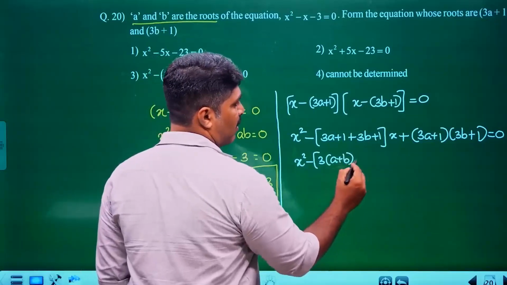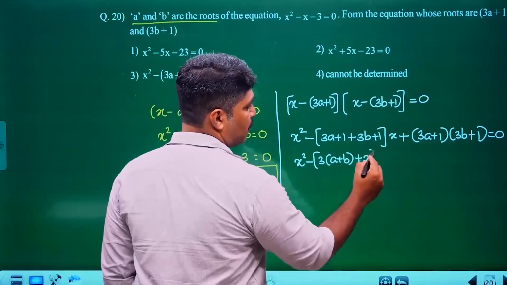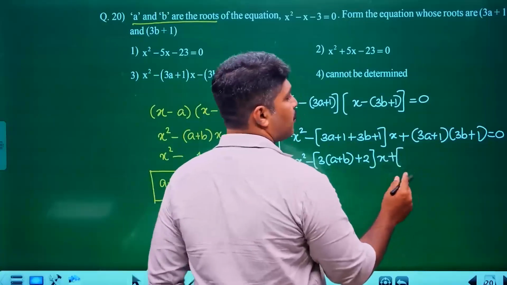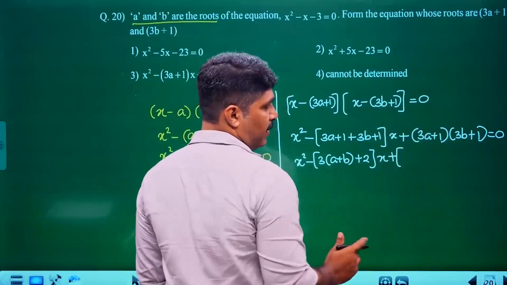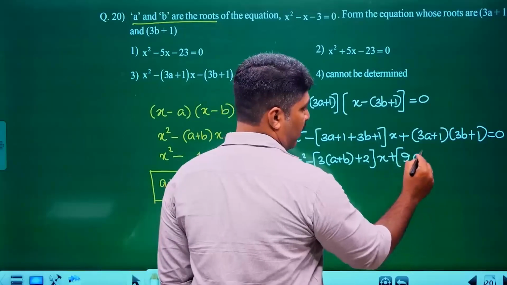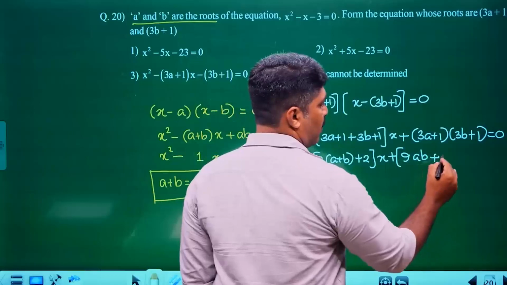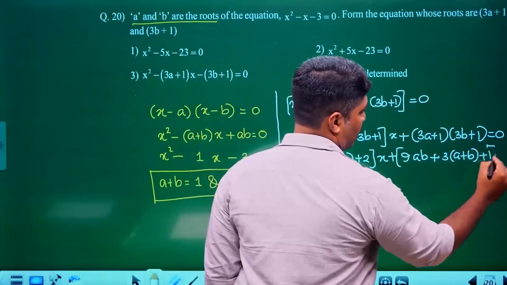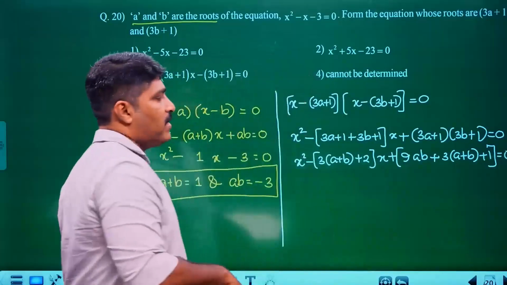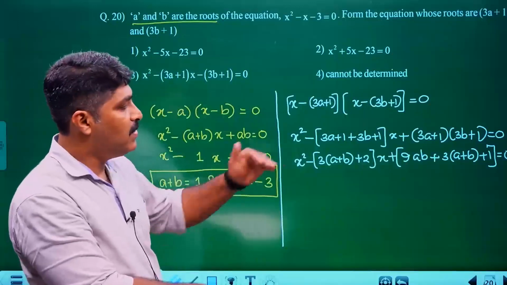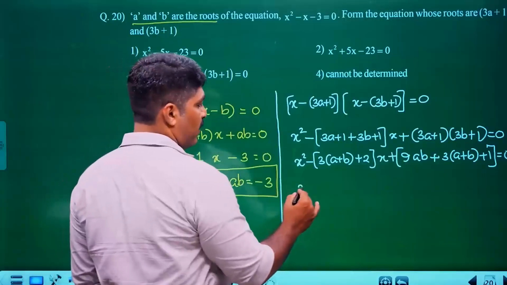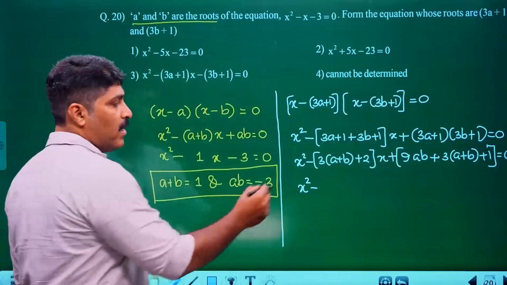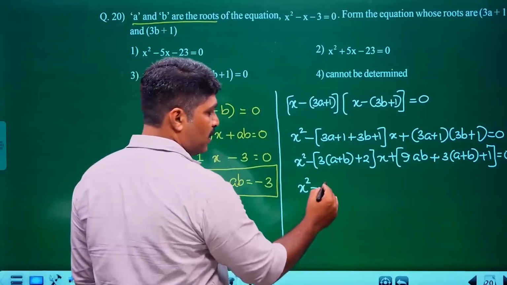While considering its further expansion, this is x squared minus [3 into (a plus b) plus 1 plus 1, that's 2] into x, plus, expanding this, 3a into 3b, that's 9ab, plus 3 into (a plus b) plus 1, equal to 0. Now we can substitute the values of a plus b and ab in these expressions. When we substitute a plus b equal to 1, 1 into 3 is 3, plus 2, that is equal to 5.